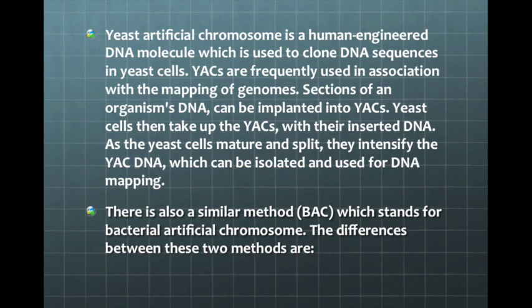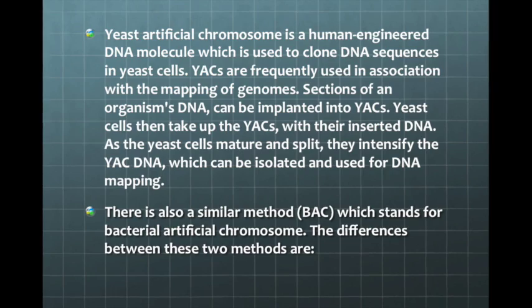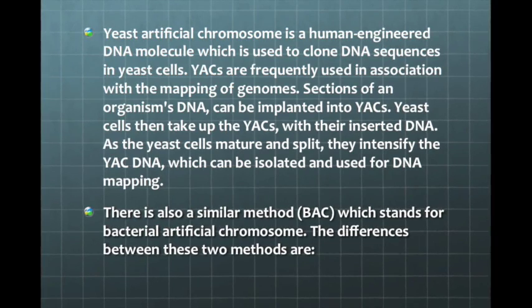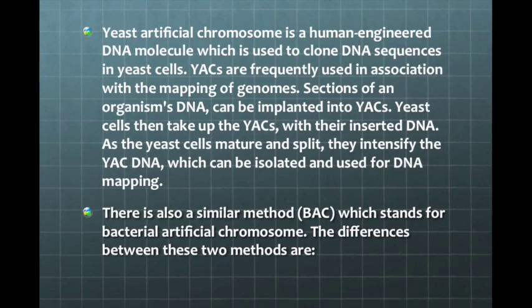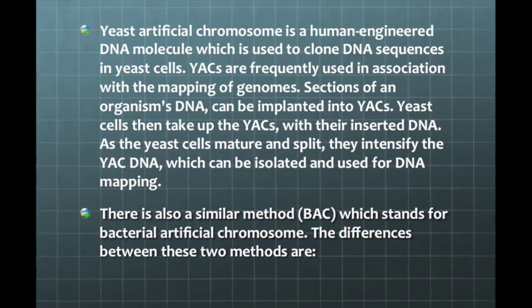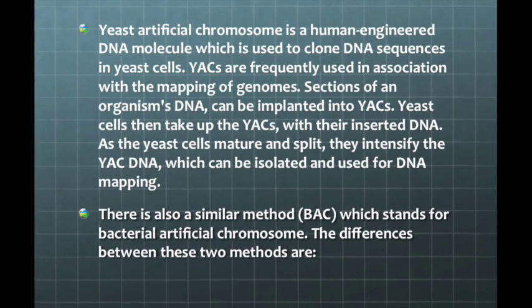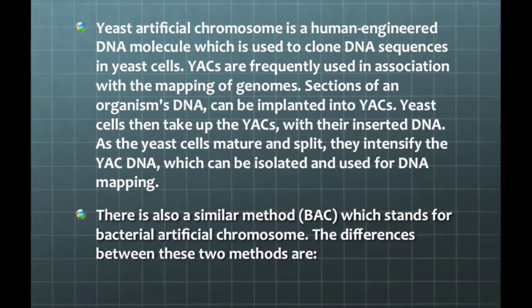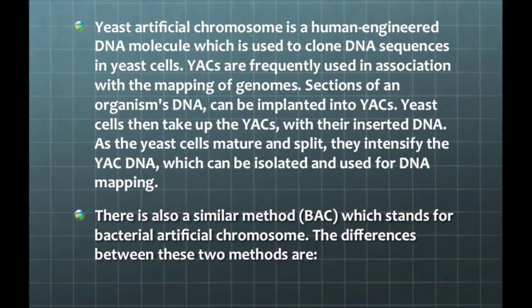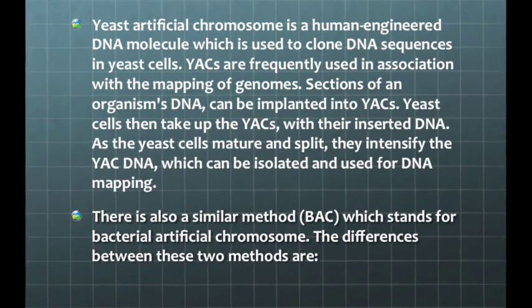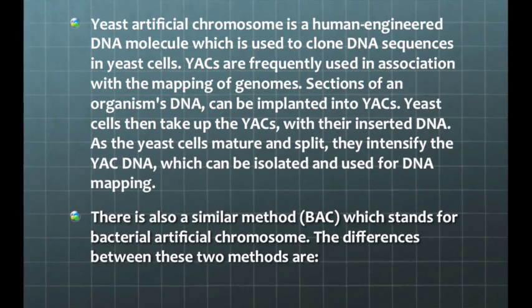Yeast artificial chromosome is a human-engineered DNA molecule which is used to clone DNA sequences in yeast cells. YACs are frequently used in association with the mapping of genomes. Sections of an organism's DNA can be implanted into YACs. Yeast cells then take up the YACs with their inserted DNA. As the yeast cells mature and split, they intensify the YAC DNA, which can be isolated and used for DNA mapping. There is also a similar method, BAC, which stands for bacterial artificial chromosome.